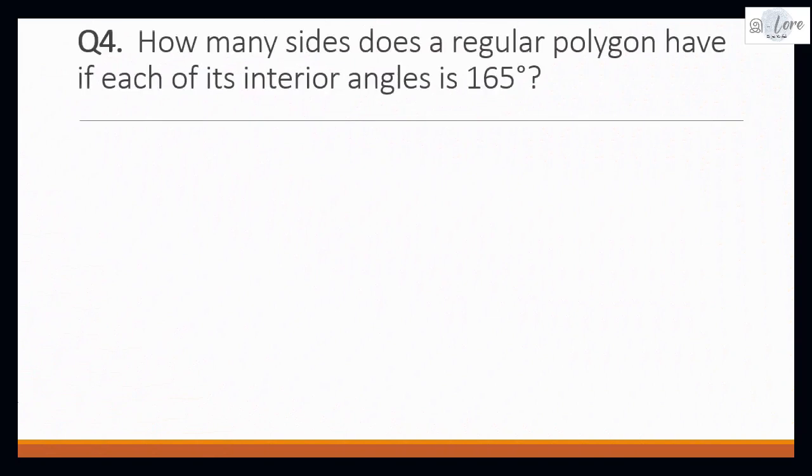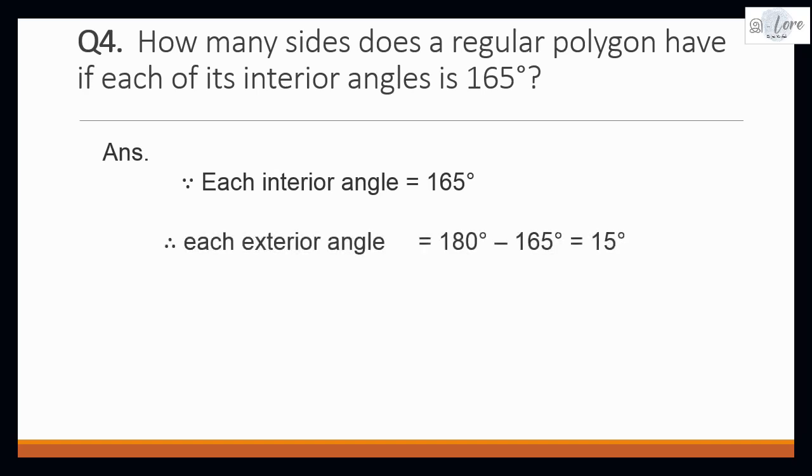Now come to the next question. How many sides does a regular polygon have if each of its interior angles is 165 degrees? In the previous one the exterior angle was given; now they have given the interior angle. The interior angle means, how to find the exterior? Very simple, apply the linear pair. So each exterior angle will be 180 degrees minus 165, which is nothing but 15 degrees. We are getting the 15 degrees by applying the linear pair concept.